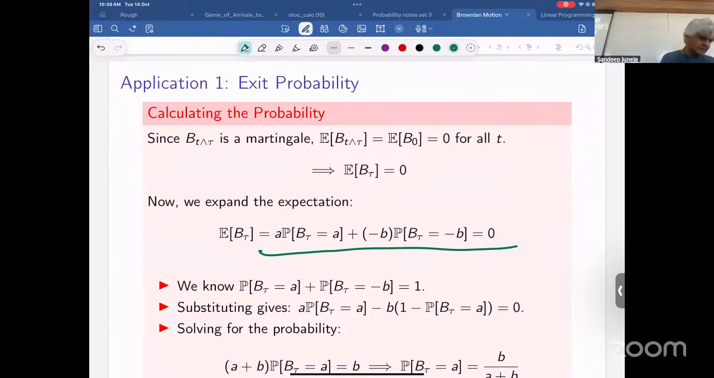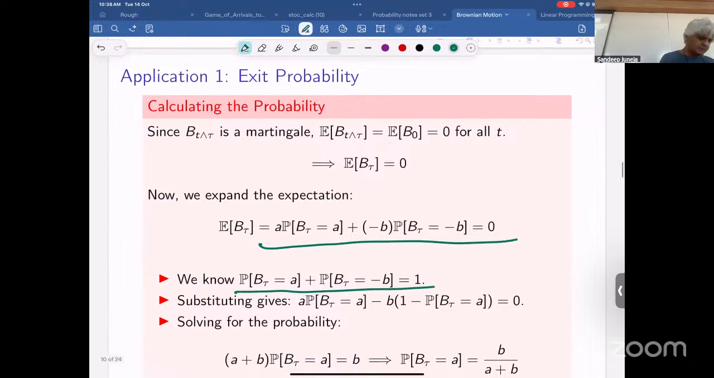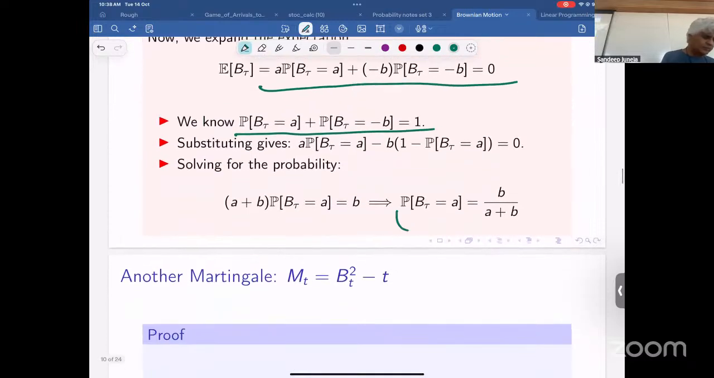Okay? So E of B_τ is 0. These probabilities sum to 1. Plug them in and you get that the probability that B_τ is equal to A is given by B upon A plus B. So very nice and simple, right? This is the kind of elegance you get for free in Brownian motion.